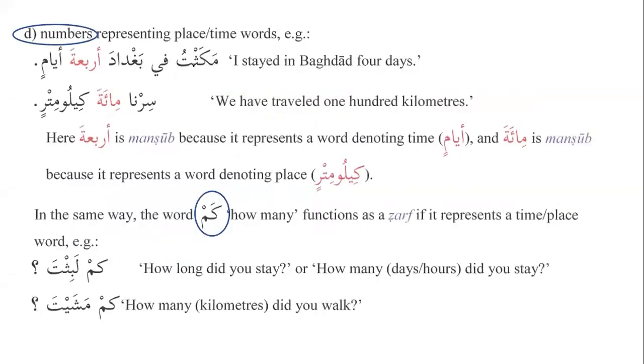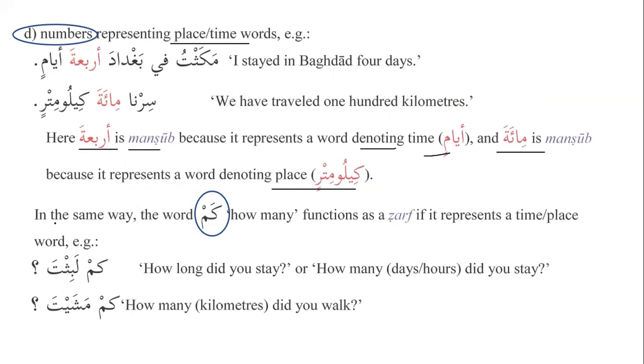Numbers representing place and time words. Similarly, the numbers also become naibul dharf. For example, makathu fi Baghdada arba'ata ayyamin. I stayed in Baghdad for 4 days. And sirna miyata kilometrin. We have traveled 100 kilometers. Here, arba'ata is mansub because it represents a word denoting time, ayyamin, and miyata is also mansub because it represents a word denoting place, which is kilometrin. So now arba'ata and miyata are naibul dharf.